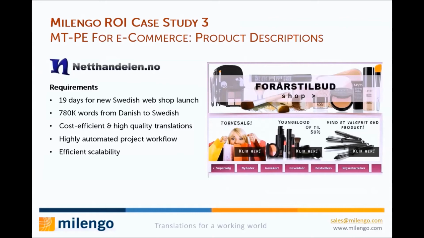Their existing Danish site consisted of almost 780,000 words of content, largely relating to very repetitive product descriptions. All of this content needed to be translated into Swedish within 19 working days and for as little money as possible. The key issue, however, was time to market. Nethandelen really could not afford to miss the date of the Swedish webshop launch.